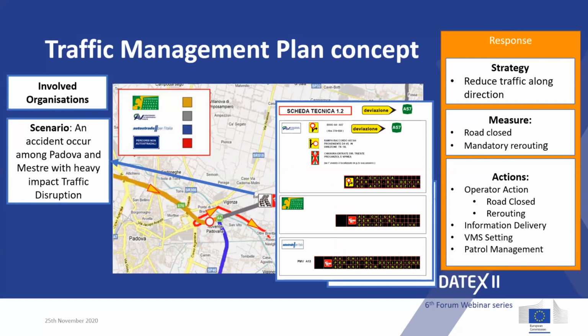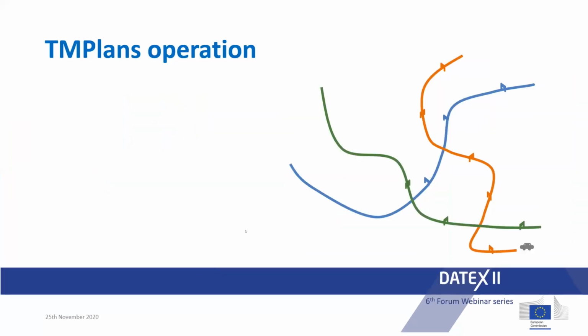This is a published traffic management plan design schema for the north of Italy that I found on the web. So this is a shared information designed and signed by road operators, policy, and the police. Sorry. So let's see how this works in real life.